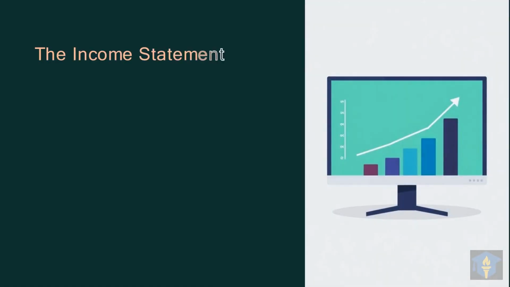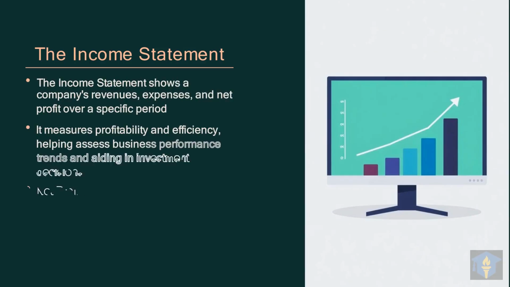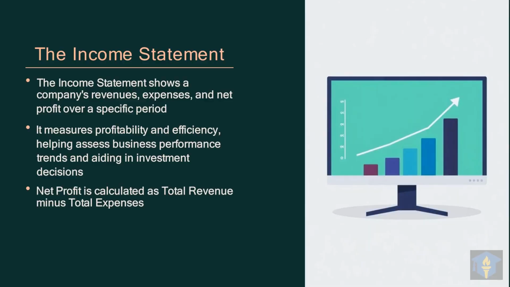Now, let's explore the income statement, which reveals a company's profitability over a specific period. The income statement shows revenues, expenses, and net profit over time. It measures profitability. Net profit is total revenue minus total expenses.